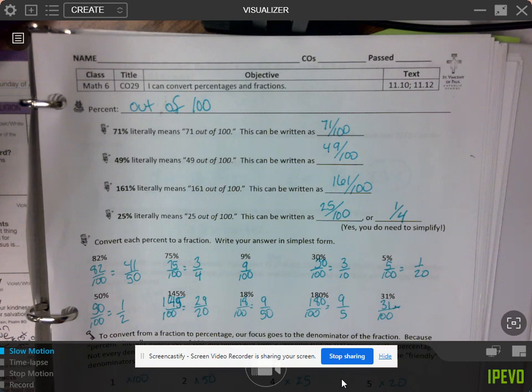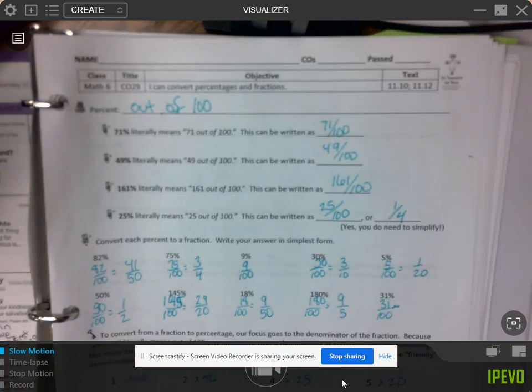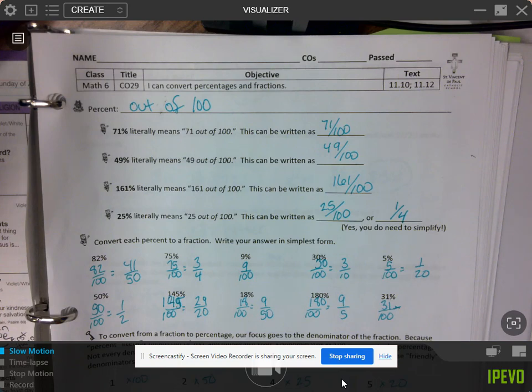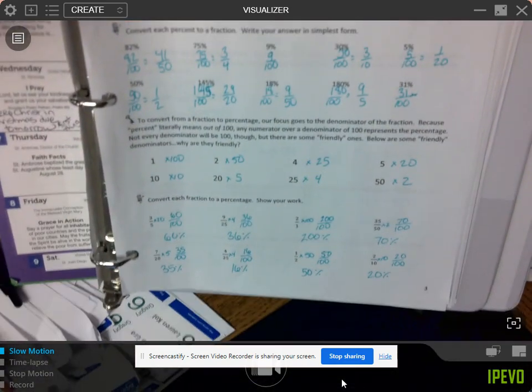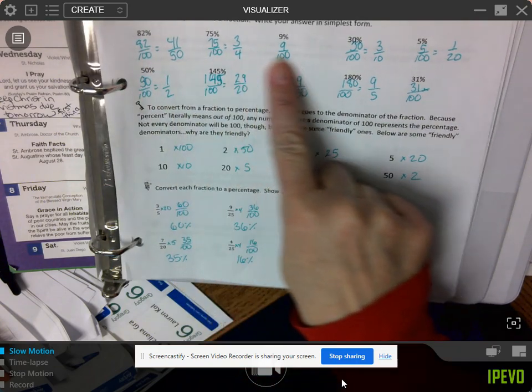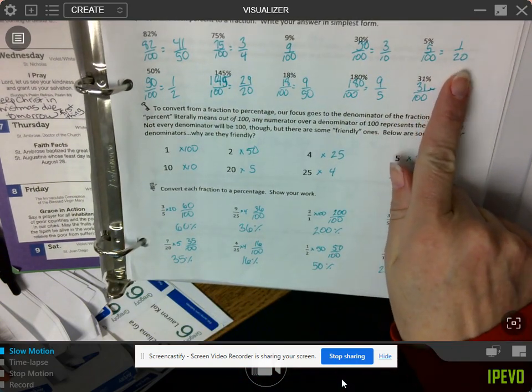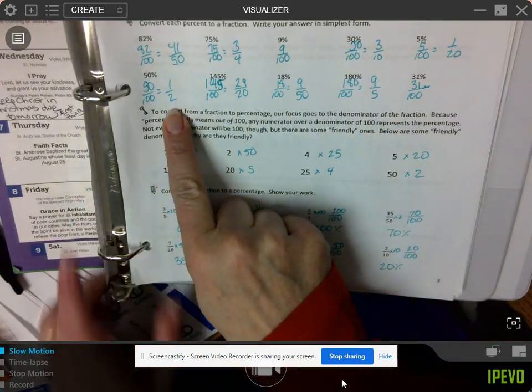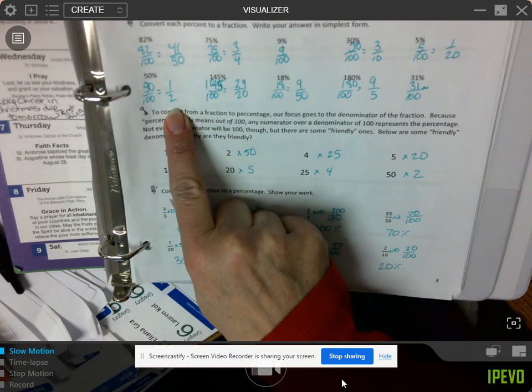Morning. Today we are correcting our first objective from Unit 4, CO29. I can convert percentages and fractions. This whole unit is going to be working on those percentages. So we worked on some of this together as a class yesterday, and some of it we had as homework. So the top row we did together in our lesson. The bottom row you had to do, making sure you simplified your fractions.